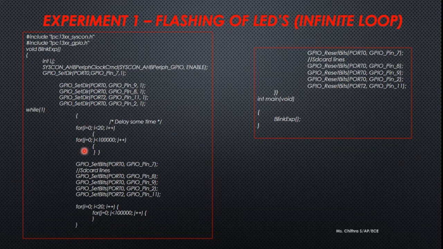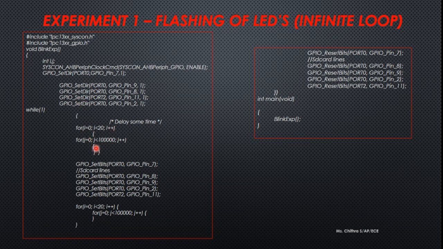Next, I need to specify the delay loop. For example, this is 1 lakh. If I write 1 followed by 5 zeros, this implies a delay of 1 millisecond in your ARM processor. So we have set the direction. Next, I need to set the LED to be on, then set it to be off. So on, off, with a delay of 1 millisecond.